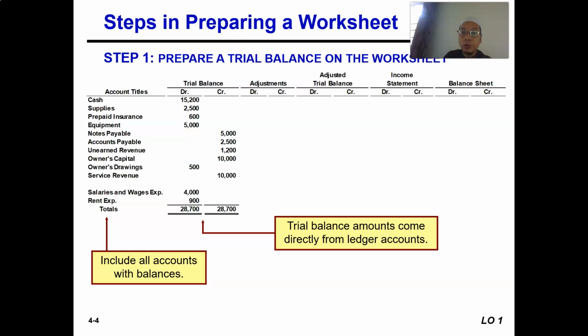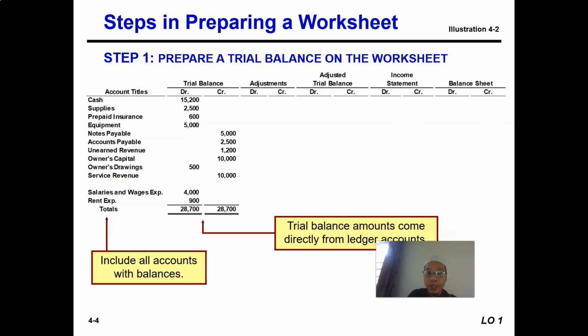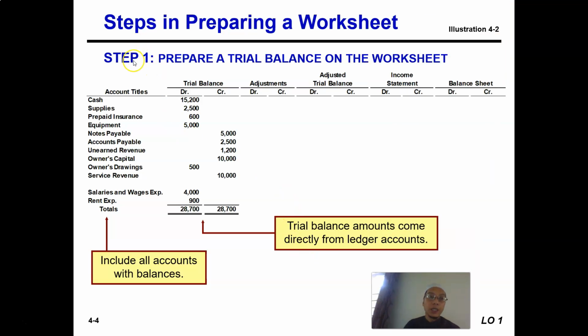This will be an example with figures, based on the template that we've seen before. The first step is to prepare a trial balance on the worksheet. Like I said, there are 6 main columns: the account titles column, the trial balance, adjustments, adjusted trial balance, income statement, and balance sheet. So the first thing we need to do is to prepare a trial balance on the worksheet.